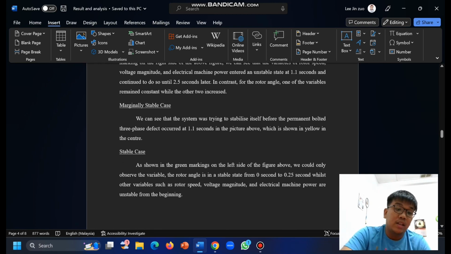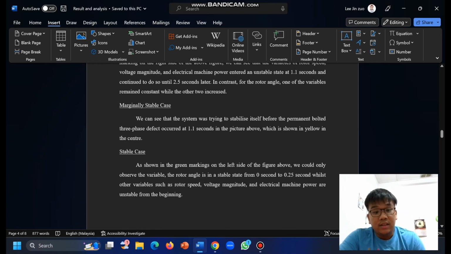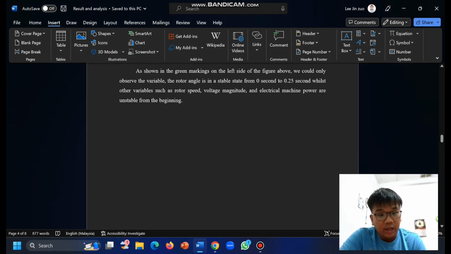And last is the stable case, which is indicated as the green marking, and we can only observe the variables. The rotor angle is in a stable state from 0 to 0.25 seconds. Now all the other variables such as rotor speed, voltage magnitude, and electrical machine power are unstable from the beginning.